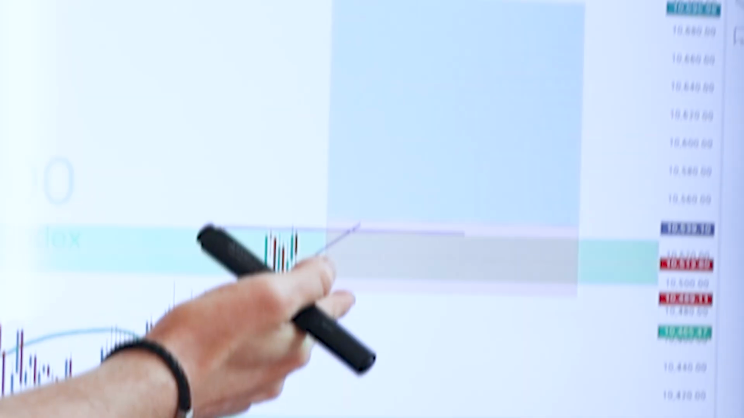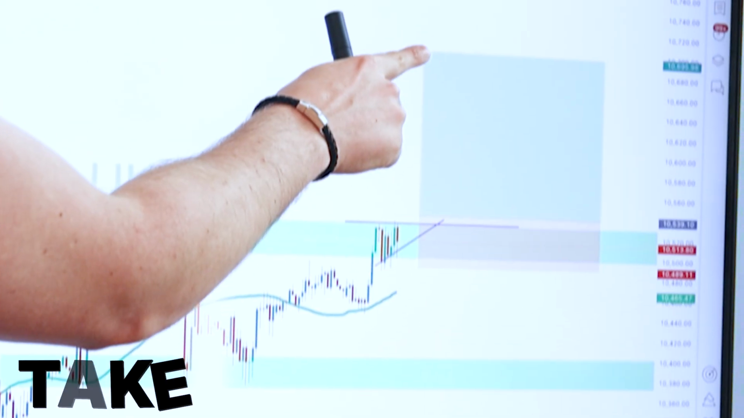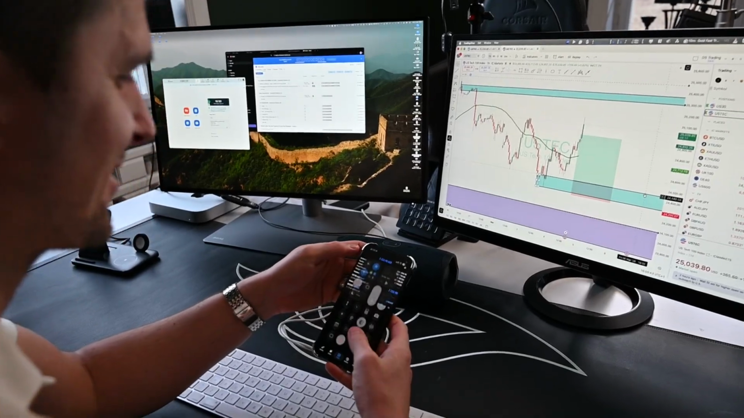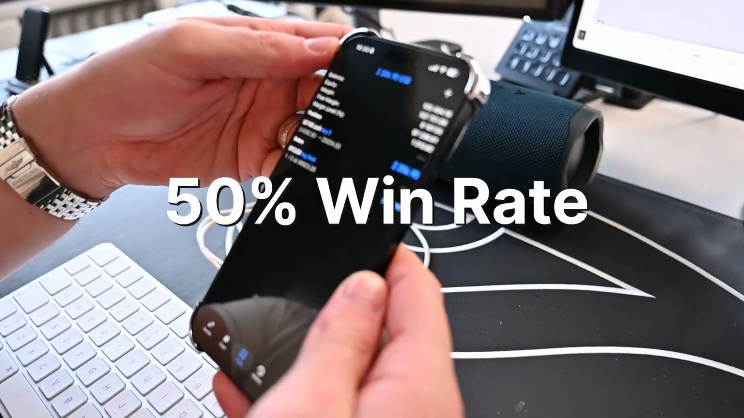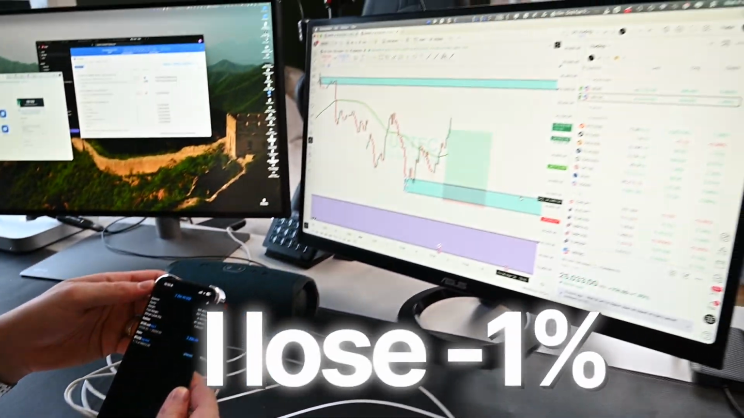You can see I put this box here. The stop loss is below the latest level of support. The take profit is at 3%. So I make 3 times as much as I'm risking. If I'm right in my analysis, which I am 50% of the time, I will then make 3%. If I'm wrong in my analysis, I'm going to lose 1%.